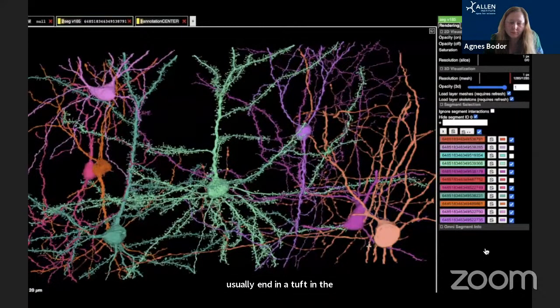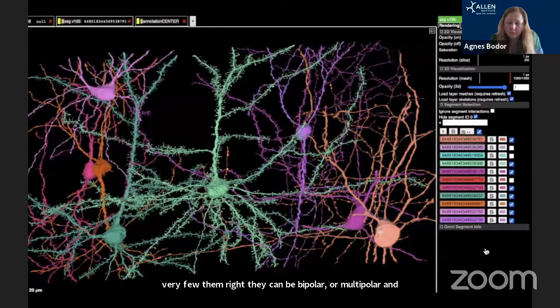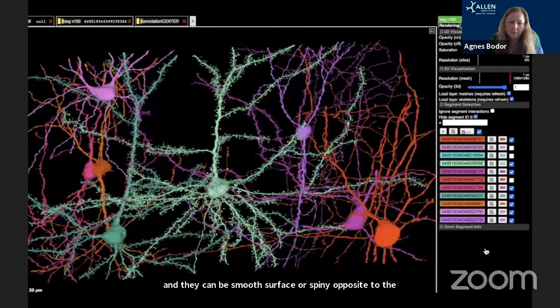If you look at the inhibitory cells, they can have many or very few dendrites. They can be bipolar or multipolar, and they can be smooth surface or spiny, opposite to the pyramidal cells, which are always spiny.